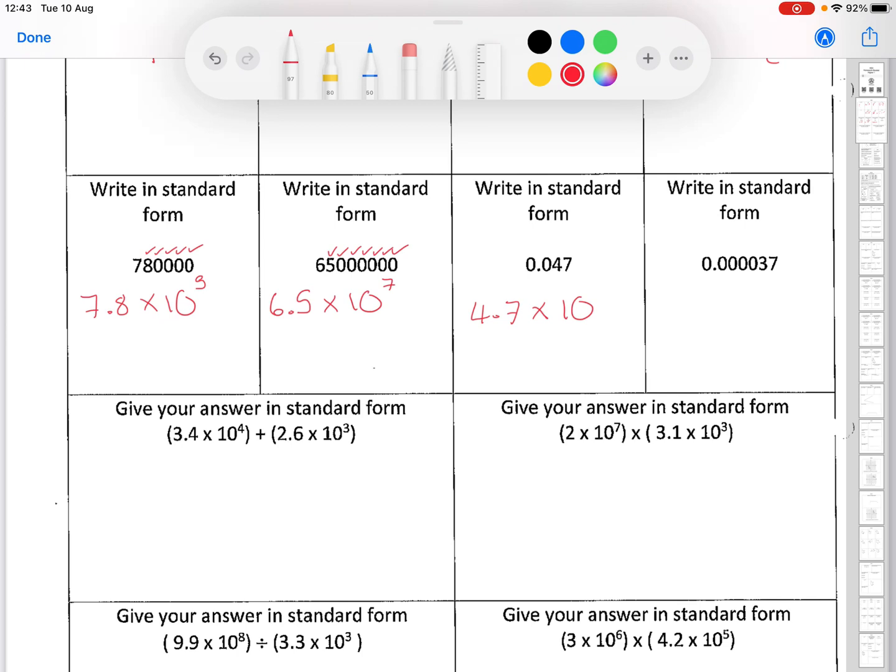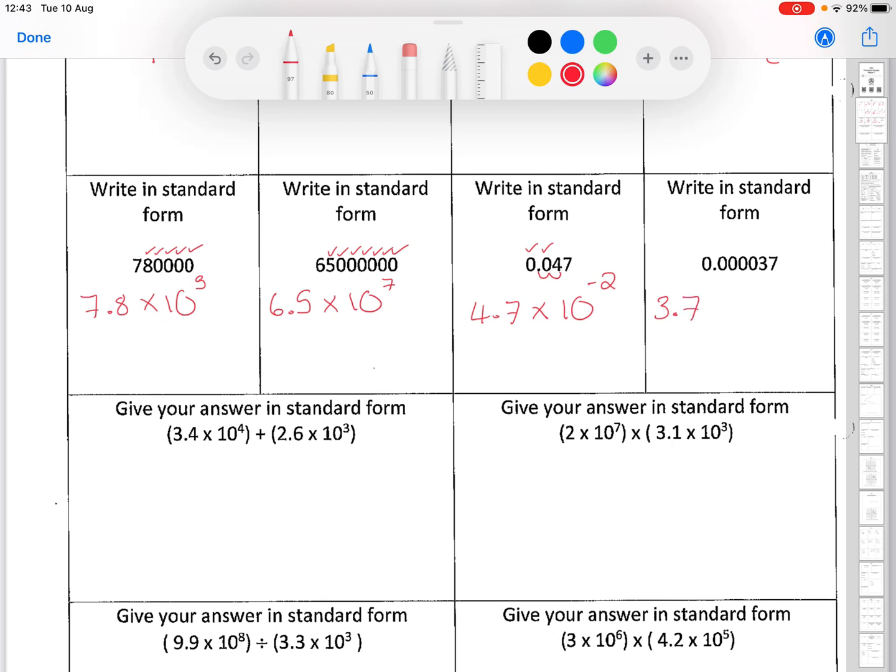It can't be 0.47. It has to be 4.7. And then this one, you would go, how many times would you move your number until you get 4.7? So your number would move 1 twice. So our decimal doesn't move, but our number would move 1 2 times. Or you can count your zeros for our smaller numbers. So it would be to the minus 2.